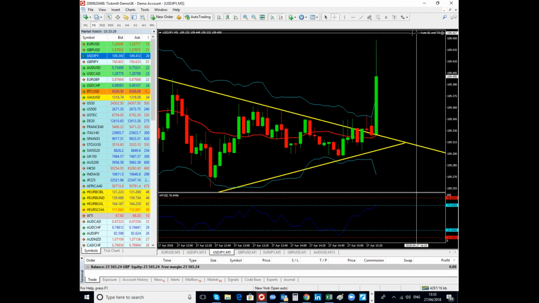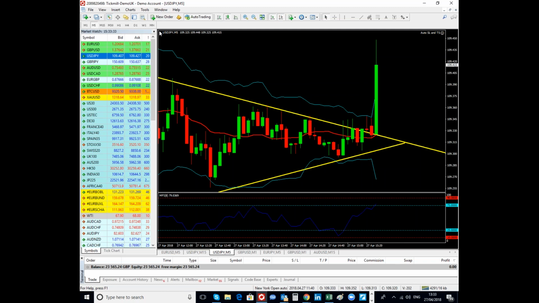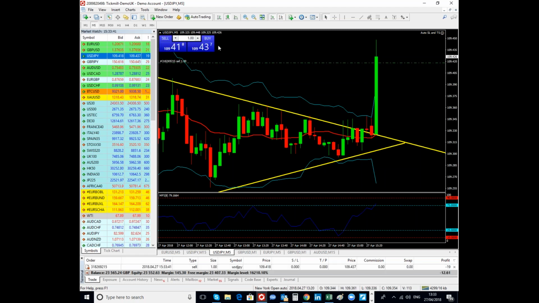Dollar yen. Look at that. Dollar yen, it's going to break. It's going to break, and it broke. I'm going to take a quick trade here. One lot. What am I going to do? I'm going to buy or sell it. Buy or sell? Sell it.